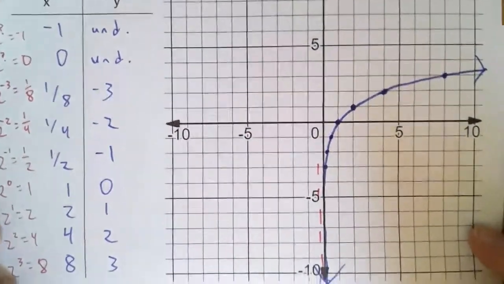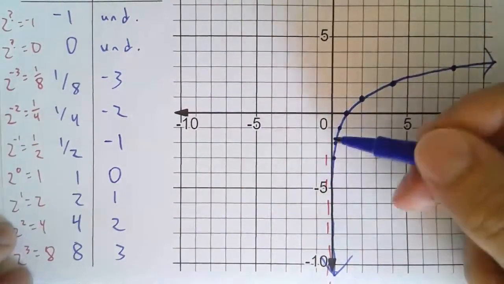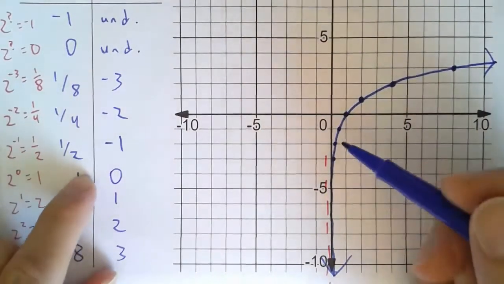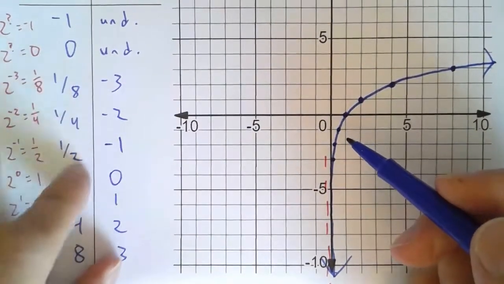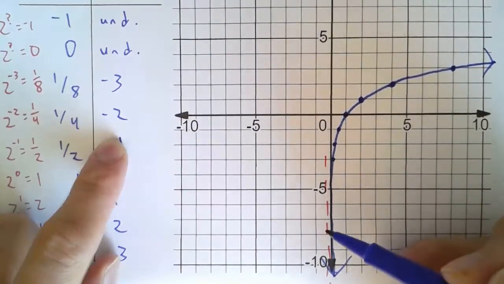This is what the graph, the full graph, should look like here now. So we actually have a vertical asymptote. So what happens is, again, we've got these numbers between 0 and 1, these fractions for negative exponents. So we can have negative y values.